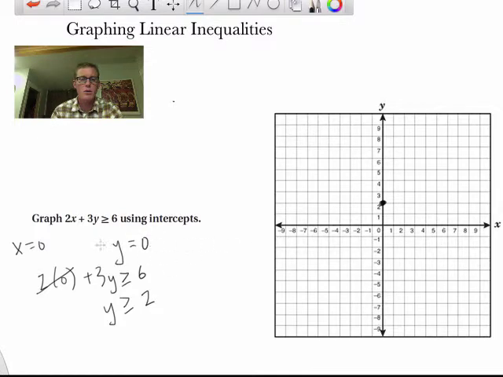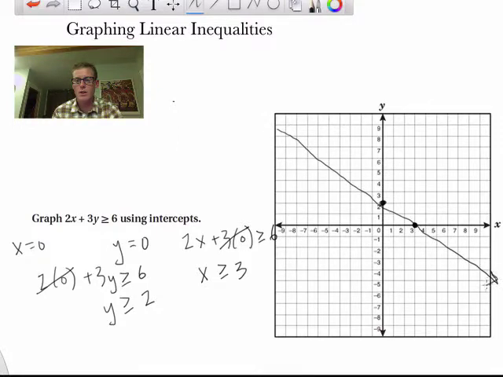And then let's check with the y part. So I'm going to say now 2x plus 3 times 0 is greater than or equal to 6. Okay, so this part goes away, and that means that x is greater than or equal to 3. All right, so there's that point right there. And then I'm going to connect the dots. So this is exactly the same thing as if we were doing just a regular old graphing. I'm going to draw myself some arrows there.